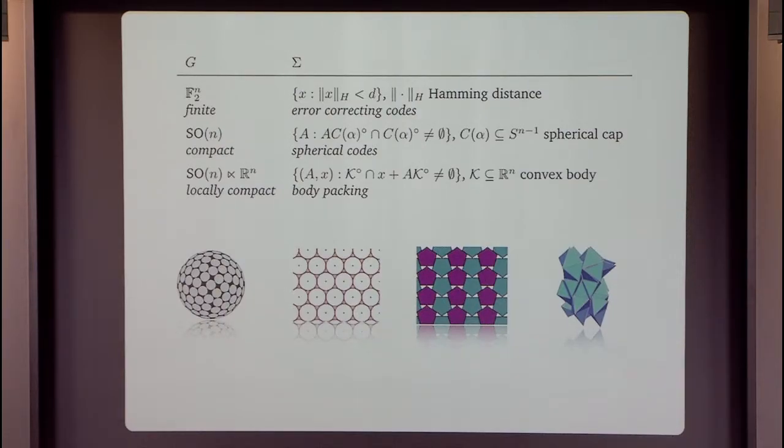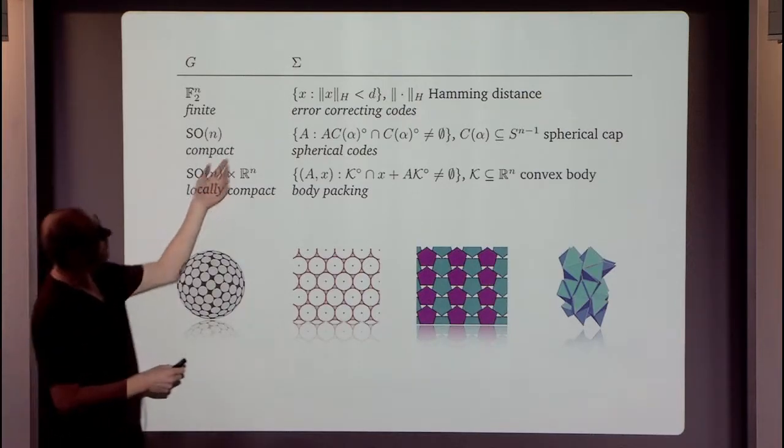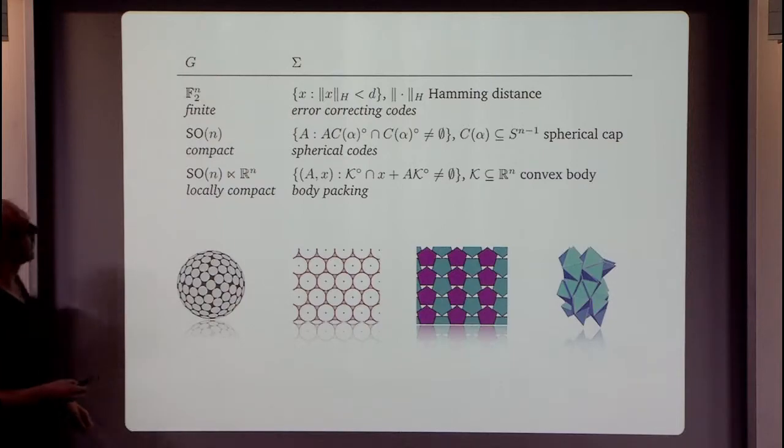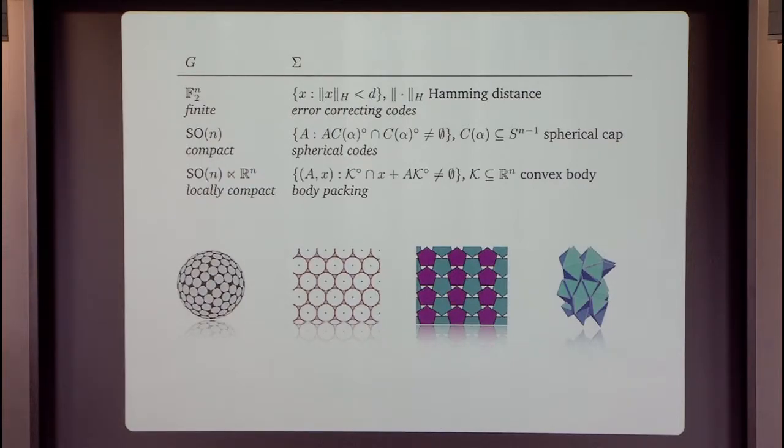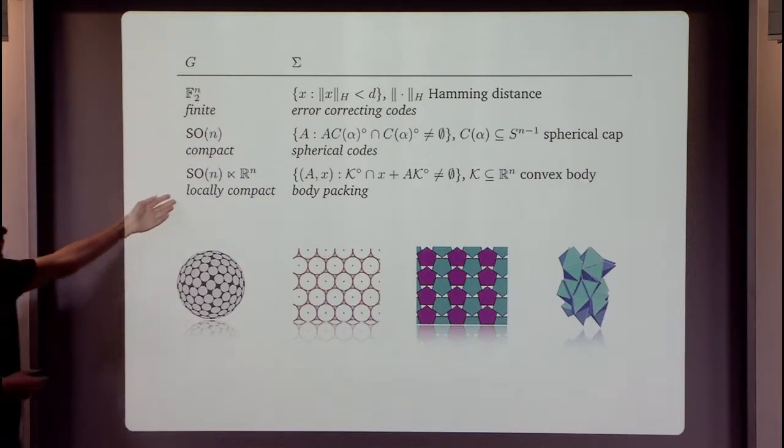And this forms the neighborhood of the neutral element, and this defines, at the end, a packing problem on the unit sphere by packing spherical caps, which is also called the spherical code problem. So that's the compact case. Then the next step is the locally compact case.